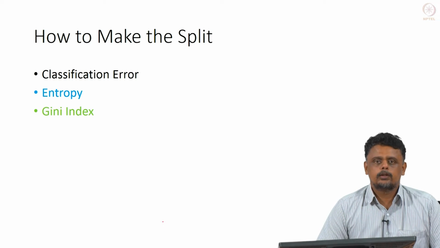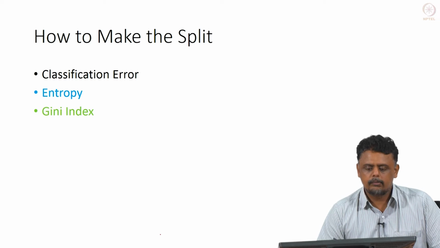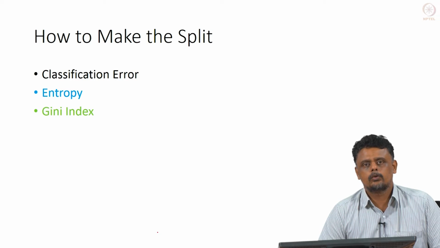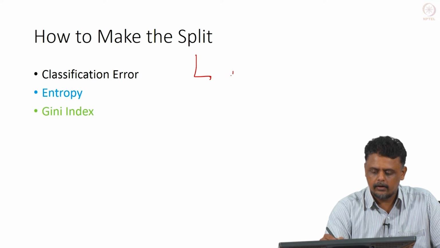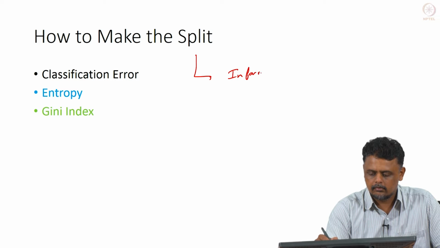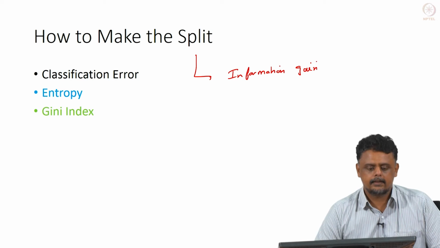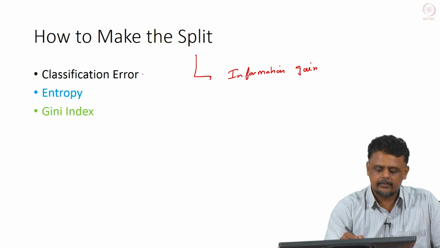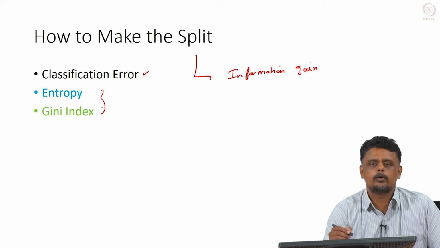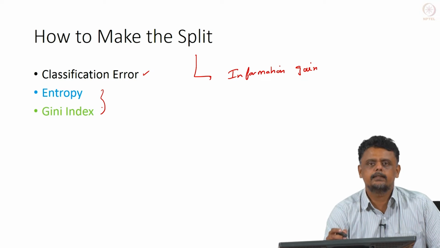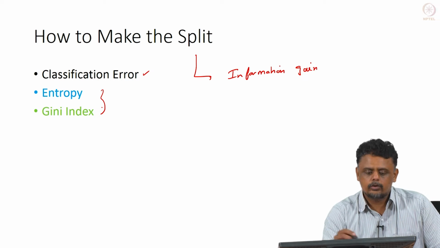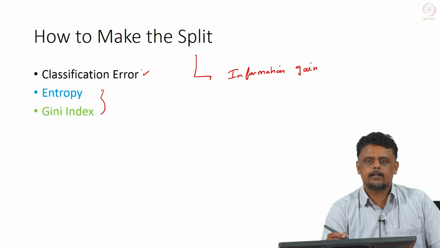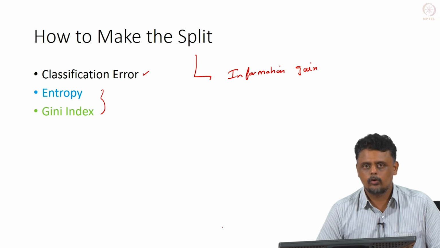Okay. So, then here comes the question, how do we make the split? Usually the split is based on something called information gain. We will look at what that is again, but we can also use classification error. The entropy and the Gini index are what we would call the information gain criteria. We can also do the split based on classification error. We will look at some examples of how we would go about doing that.